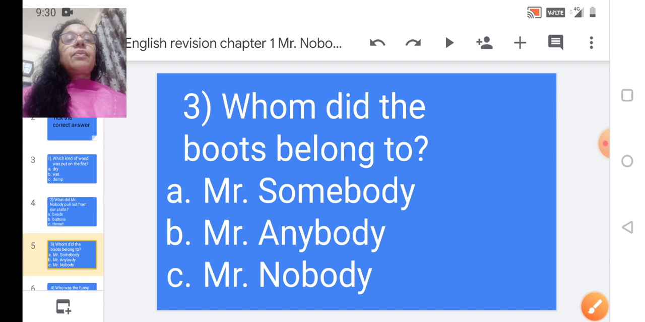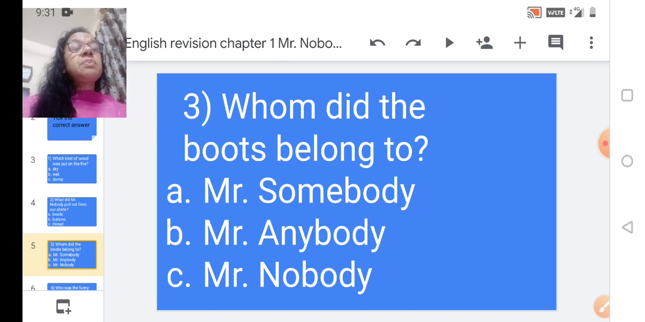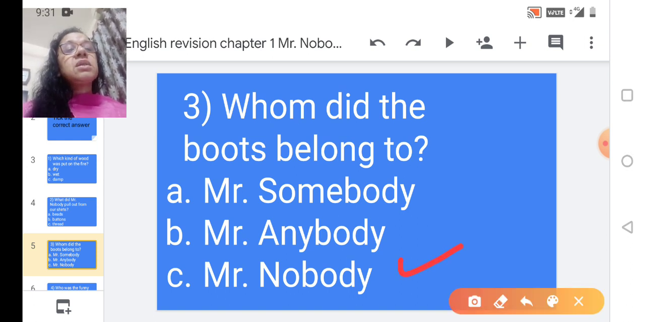Next, question number 3. Whom did the boots belong to? Now, if you remember, this line is in the last stanza of the poem. The last two lines. Whom did the boots belong to? A, Mr. Somebody, Mr. Anybody, Mr. Nobody. Okay, so the answer has to be Mr. Nobody.